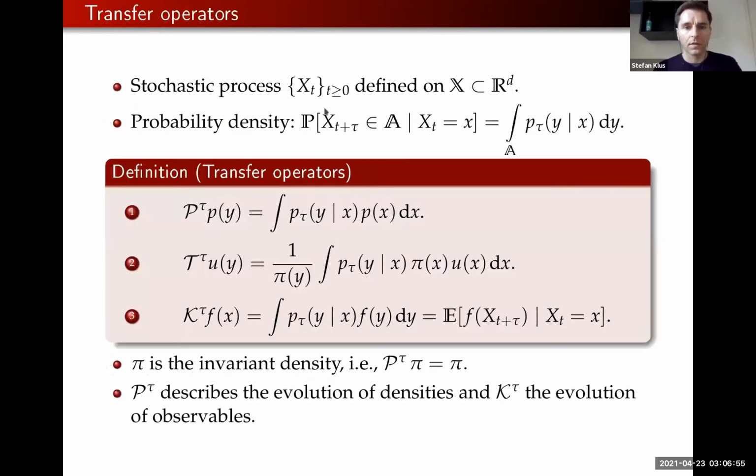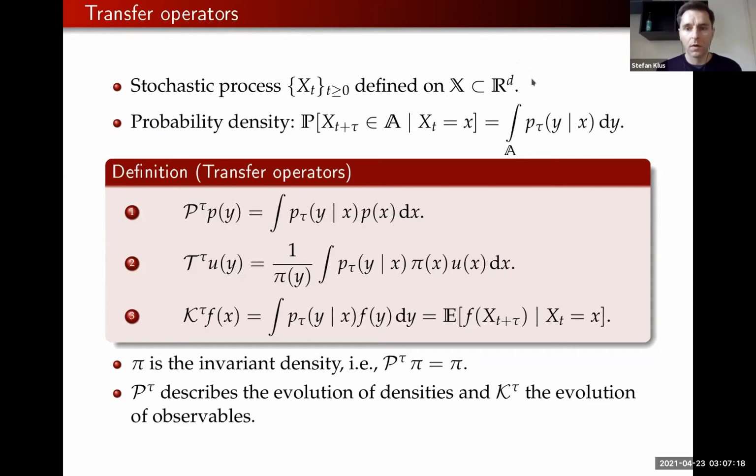Okay, so just to introduce the required notation here, I will assume throughout my talk that we have a high-dimensional stochastic process, which is denoted by x_t here. t is always the time, and it's defined on an R^d, a d-dimensional state space. And d can be quite large here. If we, for example, consider molecular dynamics problems, then d is 3 times the number of atoms.